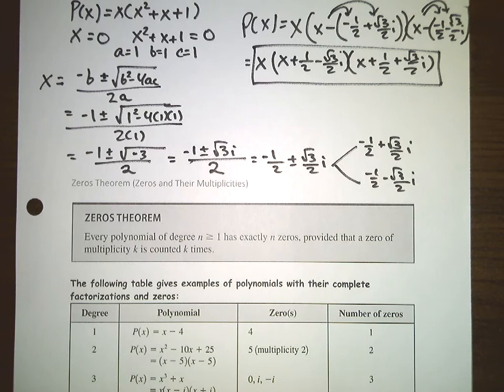So the next theorem is the zeros theorem, which I know that I've talked about a lot, but every polynomial of degree greater than or equal to 1 has exactly n zeros, provided that a zero of multiplicity k is counted k times. Okay, so, no, but let me show you. Hold on.